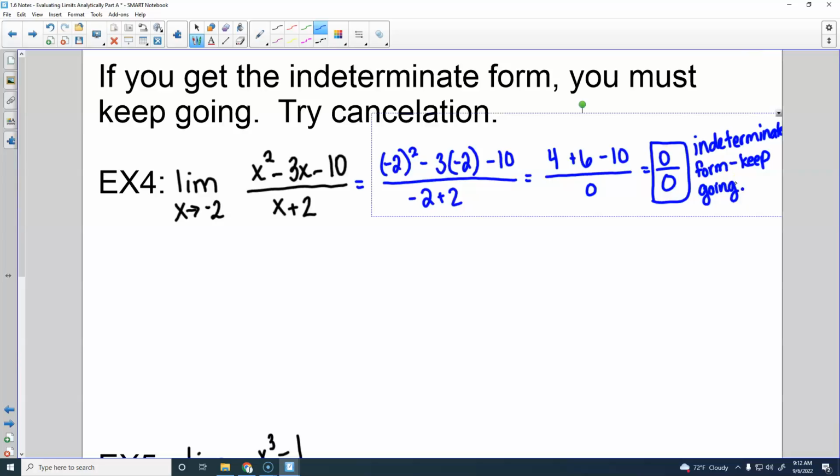All right, so this is not my answer. I need to do something else. And so the first method we're going to look at is cancellation. If I have something that can factor, I want to factor and try to cancel.